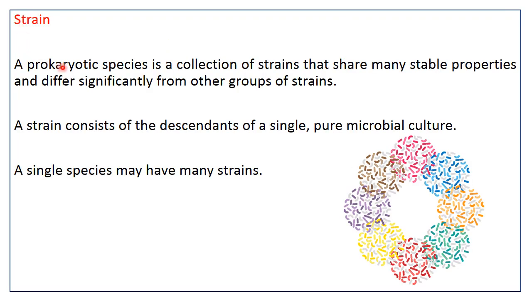Before we study in detail about bacterial transformation, we need to know certain terminology, that is, what is a bacterial strain. A prokaryotic species is a collection of strains that share many stable properties and differ significantly from other groups of strains.